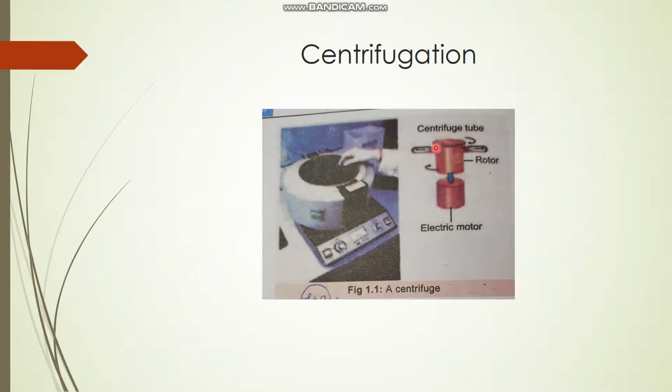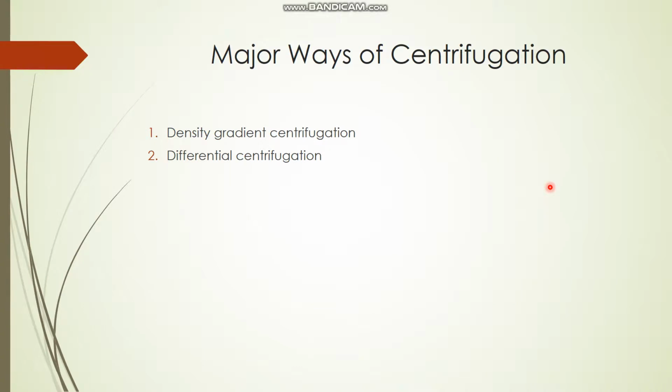So we will put our test tubes here, and there are also other points, and when this rotor operates, it will exert a centrifugal force on the tubes. So when the tubes spin, the centrifugal force acts on them and the contents are separated. Now actually there are two major ways of centrifugation. Number one is density gradient centrifugation and the second one is differential centrifugation. Let's study them one by one.